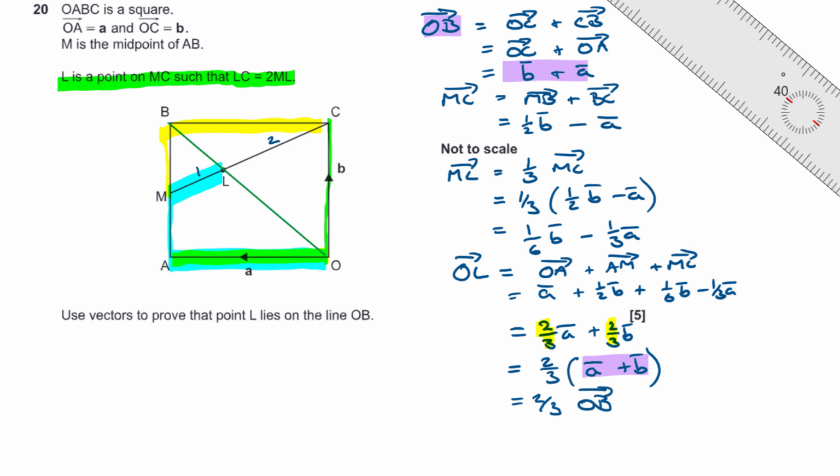Okay, so if it's 2/3 of O to B, then it must lie on the line OB then, isn't it? Okay, if it's a scalar of O to B, it must be on the line OB. So therefore, L must lie on OB. Job done.